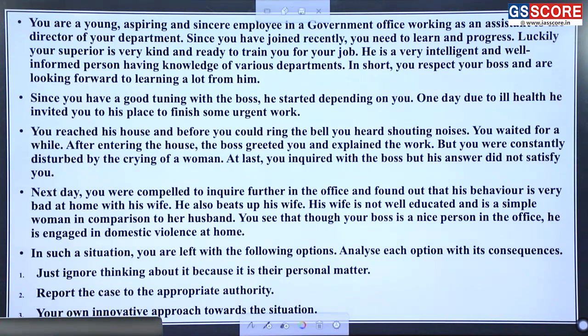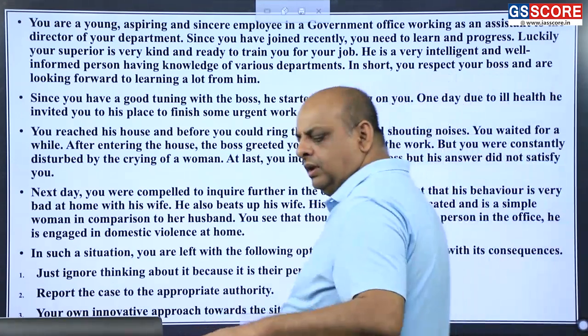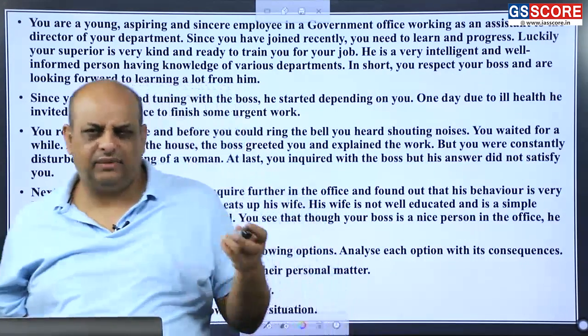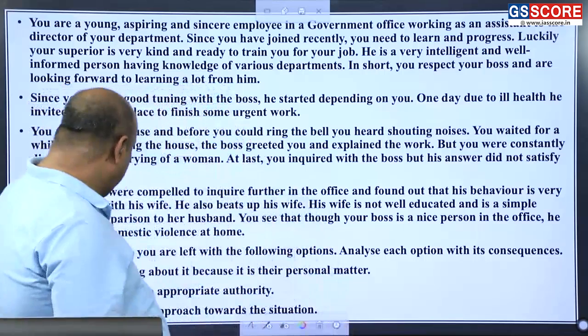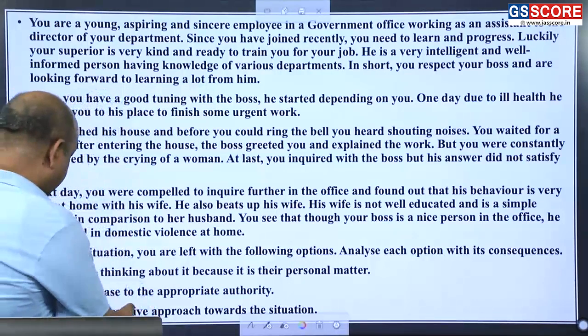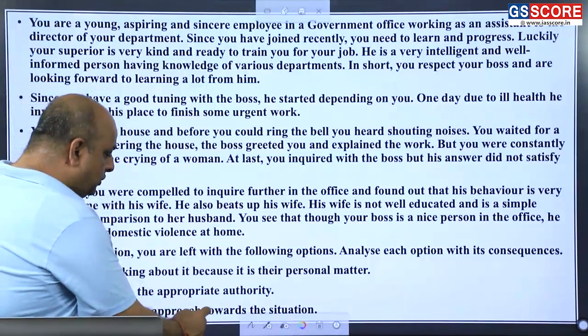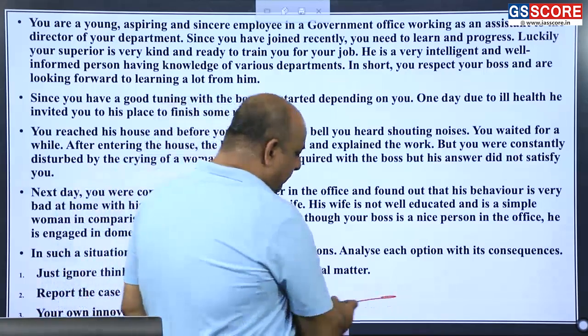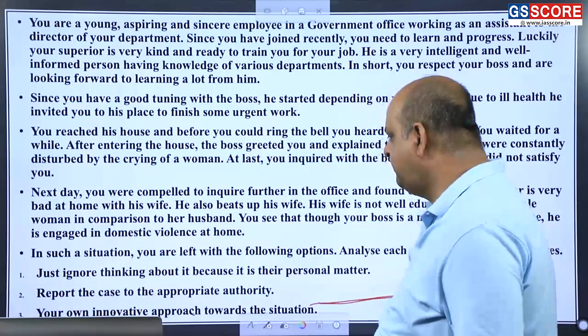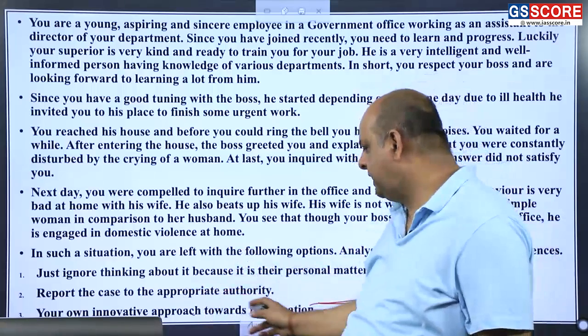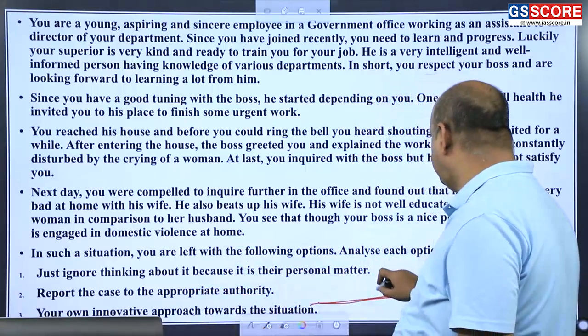Analyze each option with the consequences. Fine, this is a case, a problem statement which UPSC asked probably in 2017 or 18, something like that. Now, what it says, the last point, is your innovative approach towards the situation. Suppose you say ignore, report to the appropriate authority, then an innovative solution.